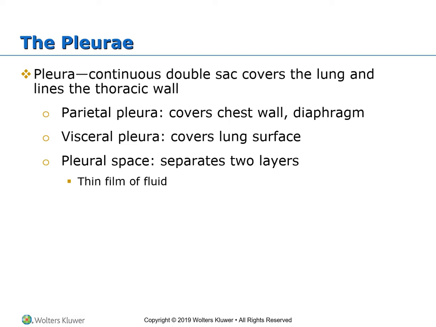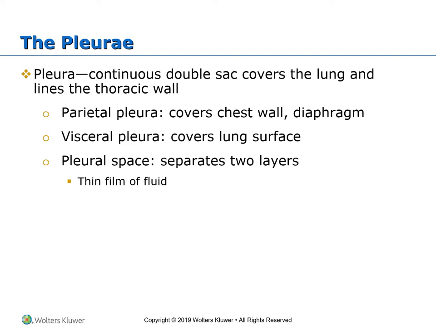There is a cover that encloses the lungs, each of them separate, and this is a continuous double stack, and it's called the pleura. It is a serous membrane and has an epithelial layer that is covering the areolar tissue. The two layers of the pleura are named according to their location.